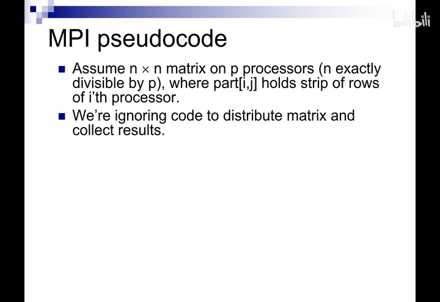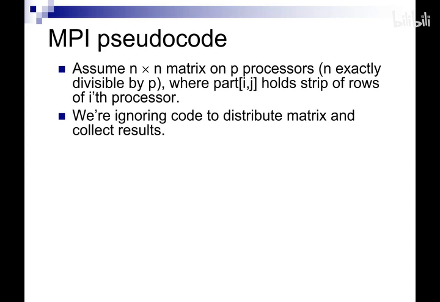algorithm. So assume you have an n by n matrix, and we're running on p processors, and let's say that n is divisible by p. Then let's say that each processor is going to have several rows of values. And then we're going to say that part i is going to be the rows held by the ith processor.